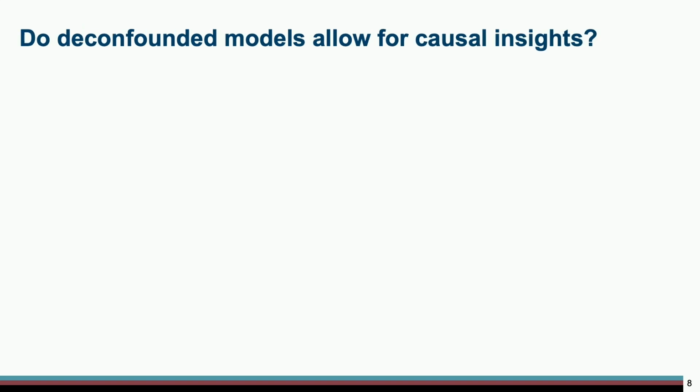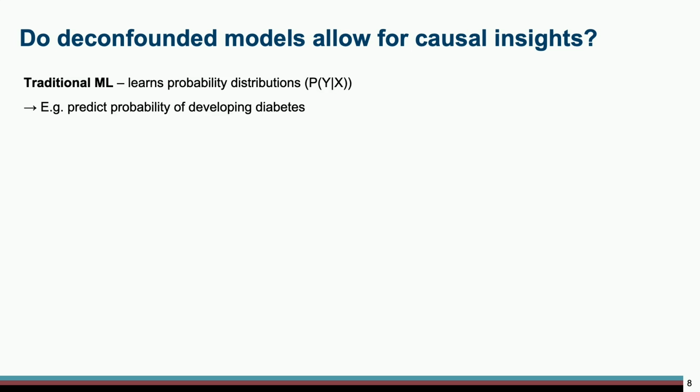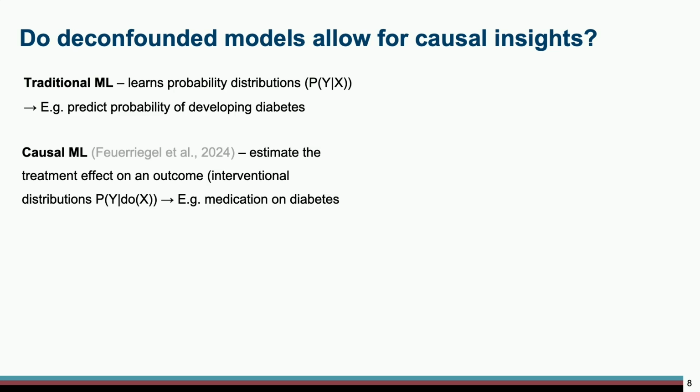So now coming to the second question: if we have deconfounded our models very properly, might they allow for causal insights? Well, let's take one step back. Traditional machine learning, as we do it, learns probability distributions, so the probability of y given x. There are causal machine learning approaches out there, however, they aim to estimate the treatment effect on an outcome.